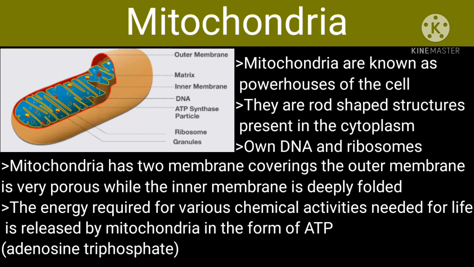Mitochondria has two membrane coverings. The outer membrane is very porous, while the inner membrane is deeply folded. The energy required for various chemical activities needed for life is released by mitochondria in the form of ATP. ATP is synthesized in the mitochondria at the oxysomes.